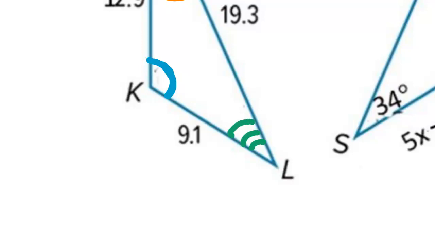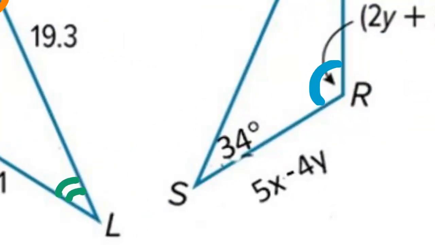Quick question. Why would this be wrong? Right here. Q has 3 arc marks, J has 3 arc marks on it. I've already used that. There's nothing telling me that J and L are the same size. So I need to not have the same number of arc marks on them unless I know for a fact that they're the same size.